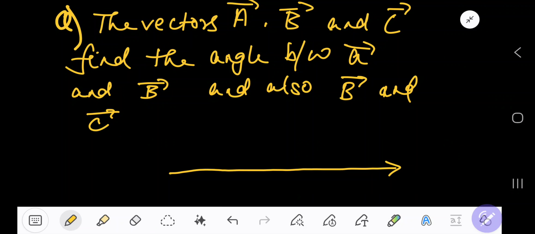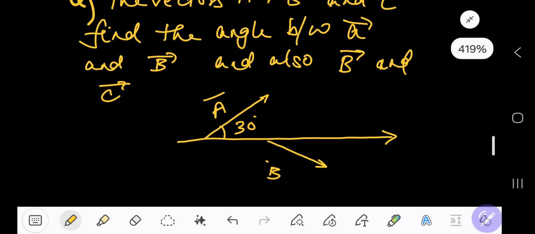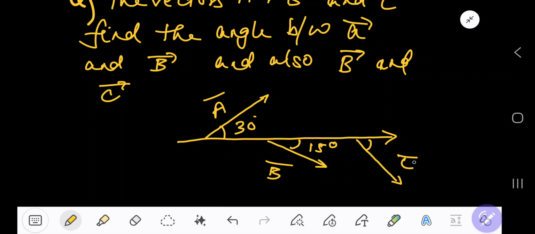This is a figure. So a bar is like this, and this is 30 degrees. b bar is like this, and this is say 15 degrees, and c bar is like this, and this angle is say 45 degrees. So first we have to find the angle between a bar and b bar.